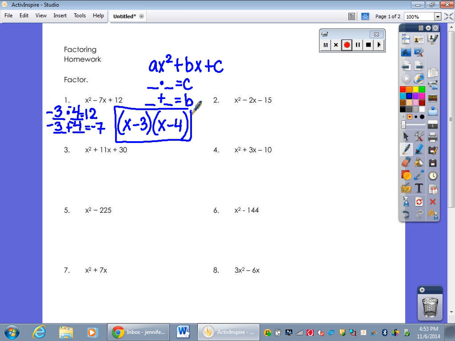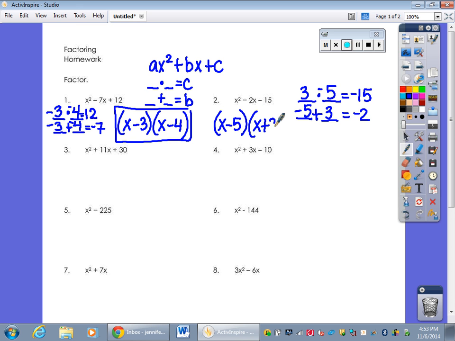On the next one, you're looking for two numbers that multiply to give you -15 and add up to -2. So we're going to use a 3 times 5, and one of them is going to have to be negative in order for it to be a -15. And since we need a -2, we would do -5 plus 3, which is -2. So my two factors are x minus 5, because -5 was one of the numbers, and x plus 3.